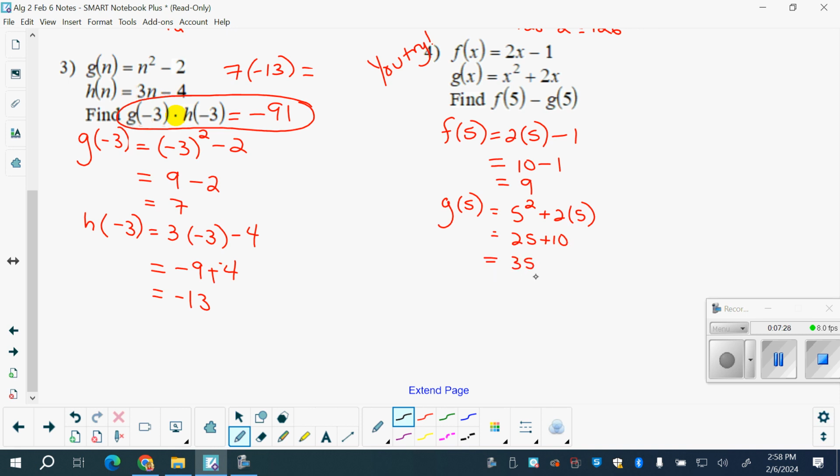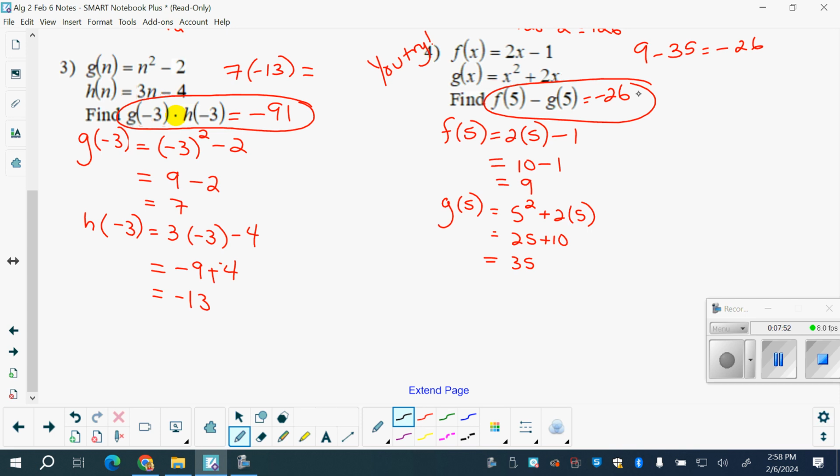So again, the order is important here. So it's f of 5 minus g of 5. So it's 9 minus 35, which gives us what? Negative 26, right? Our answer is negative 26. Does that make sense? Okay.